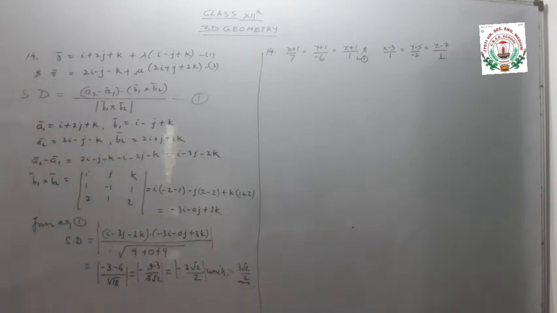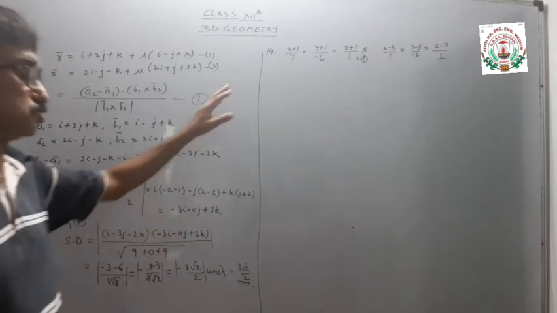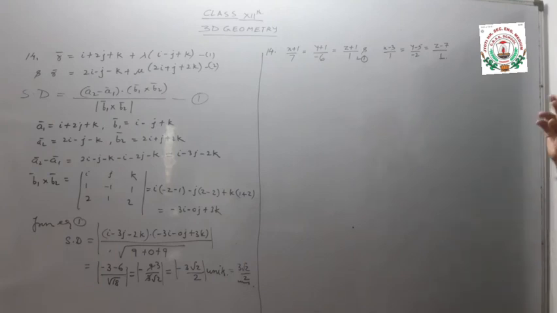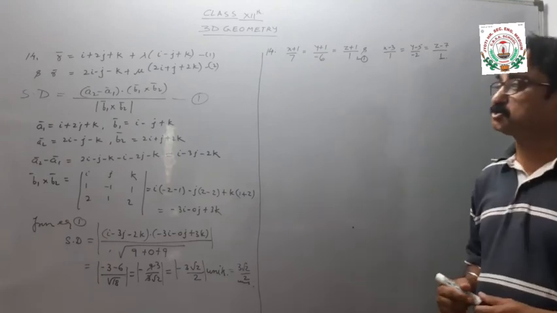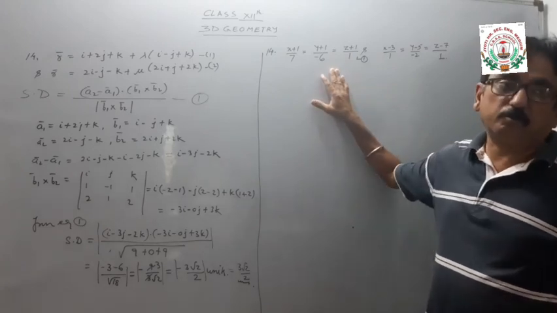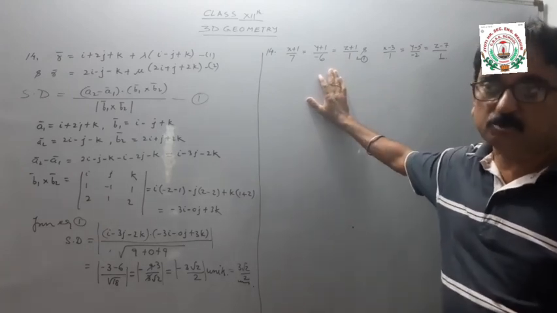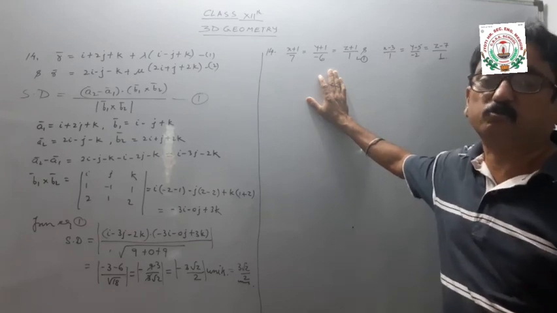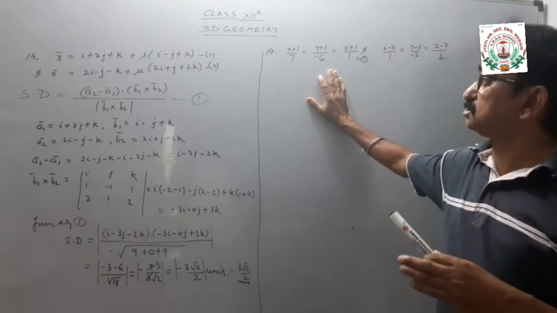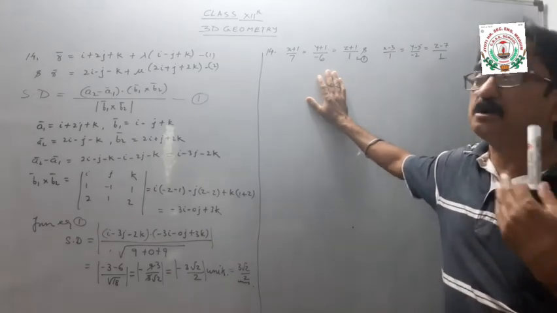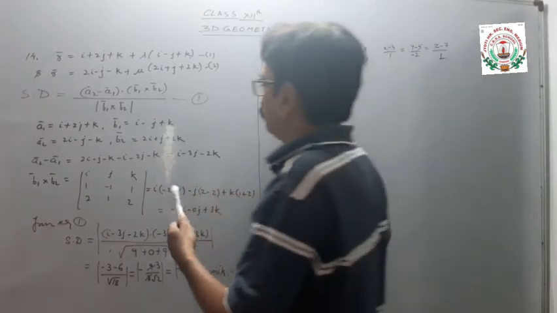Now I have to calculate the shortest distance for question number 14, and these equations are given in the Cartesian form. For the Cartesian form I have also given the distance formula, and through that formula also you can calculate it. But the easiest way is to convert these Cartesian equations to the vector form. Listen carefully.